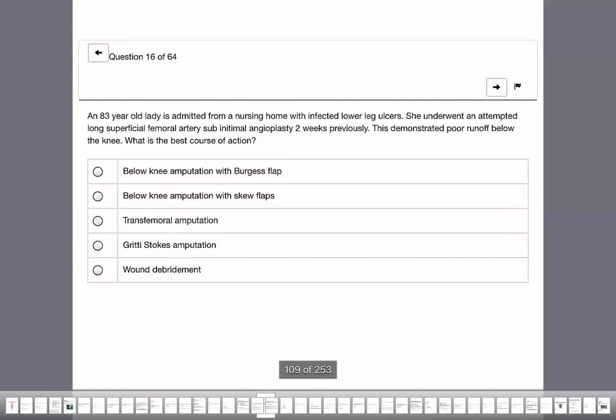This is a superficial femoral artery block. She went for an angioplasty for this, but the angioplasty failed because there is no distal runoff. Keep in mind that the patient is coming from a nursing home with infected leg ulcers, and she is 83. What do you see as the most beneficial solution for this patient?